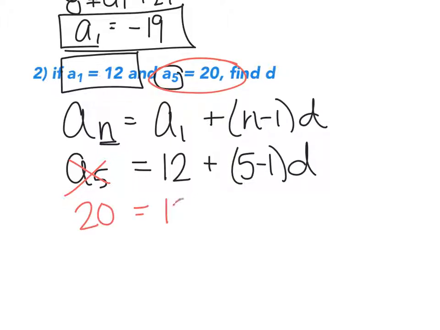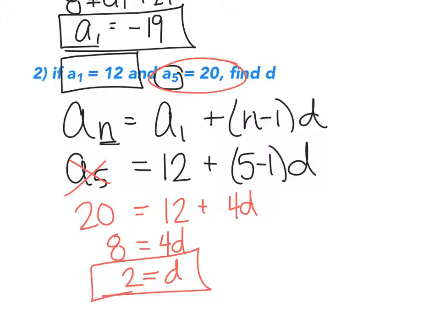So 20 equals 12 plus 5 minus 1 is 4, d. Solve for d, subtract over the 12. 8 equals 4d, so I should get a difference of 2. And notice that's all the question wanted. What is the common difference? And it's a difference of 2.